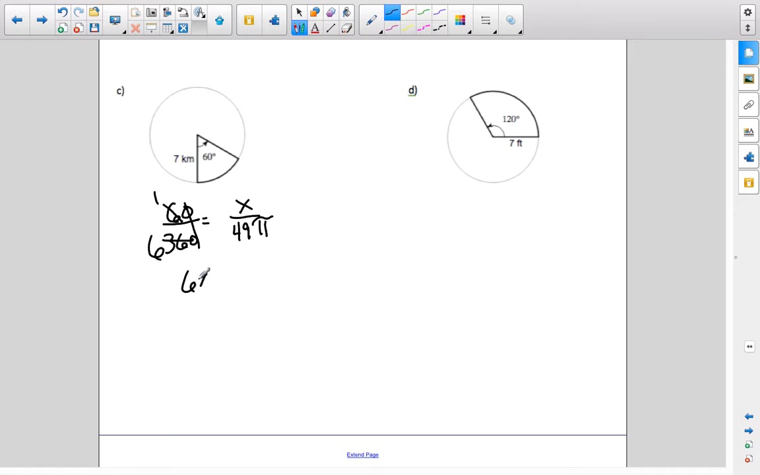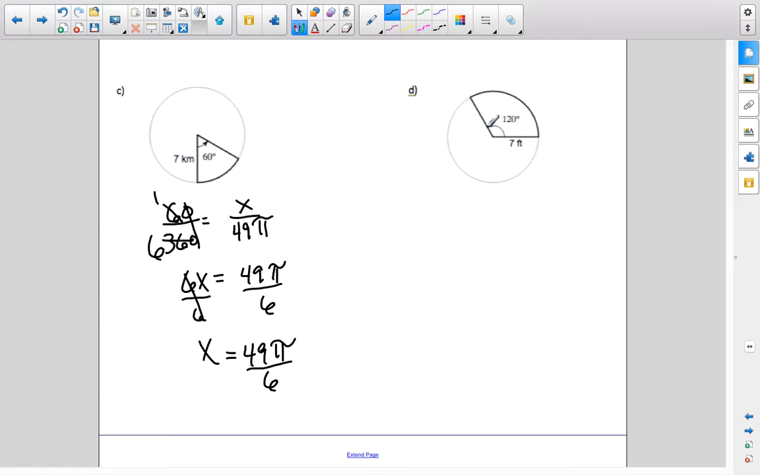Cross multiplying, I get 6x equals 49 pi, and divide both sides by 6, and you'll find x equals 49 pi over 6. And if you want to estimate that, you can take the 49 and divide by 6. Just leave the pi in your answer.